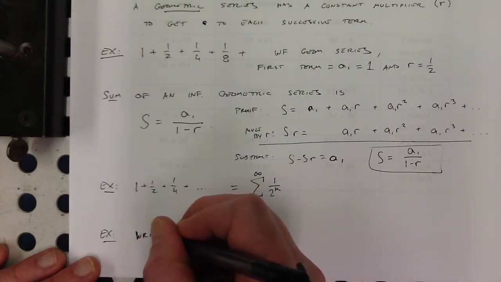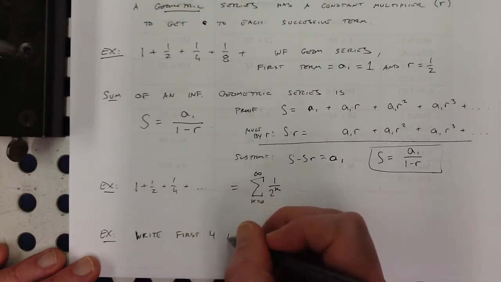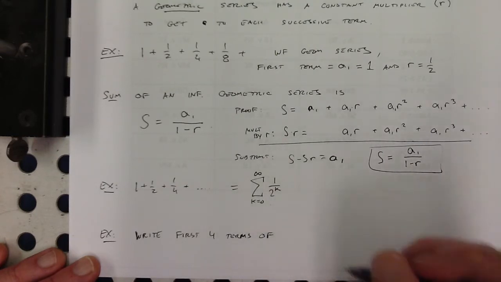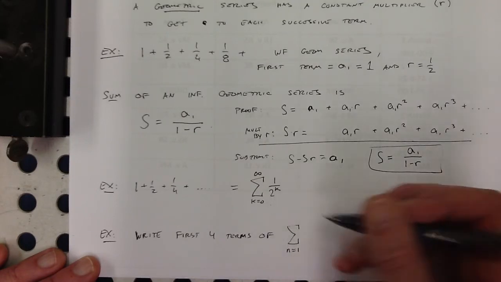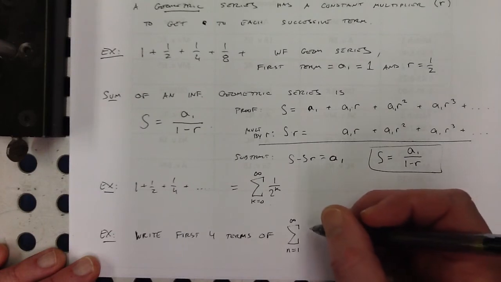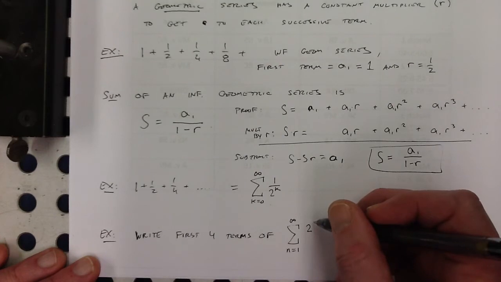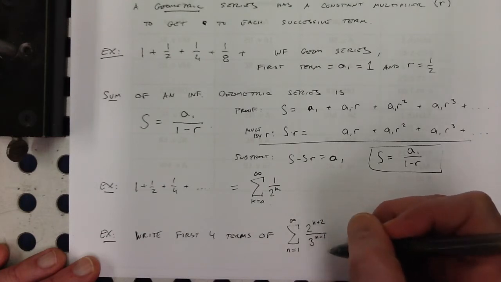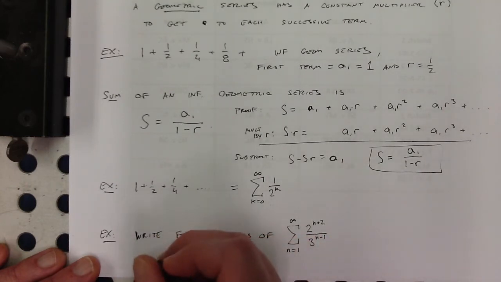So how about this? We'll do a quick example. Write the first 4 terms of the series, use n this time, n equals 1 to infinity of 2 to the n plus 2 over 3 to the n minus 1. And then find the sum.